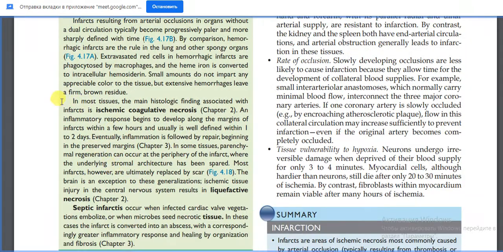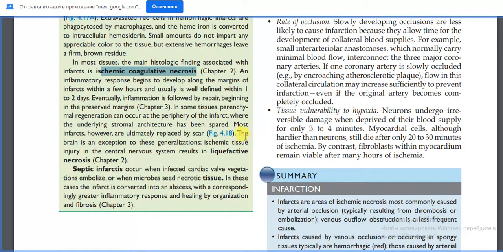In most tissues, the main histologic finding associated with infarct is ischemic coagulative necrosis, as I said in the beginning. Inflammatory response begins to develop along the margins of infarcts within a few hours and usually is well defined within 2 days. Inflammation is followed by repair, beginning in the preserved margins. We discussed it in chapter number 2.